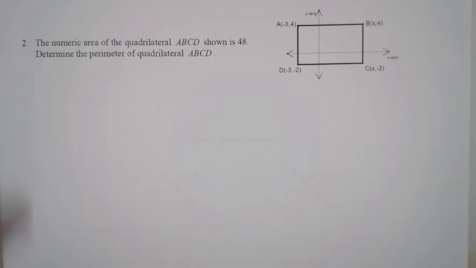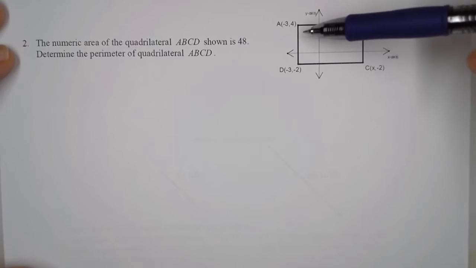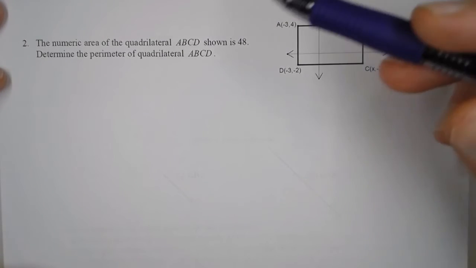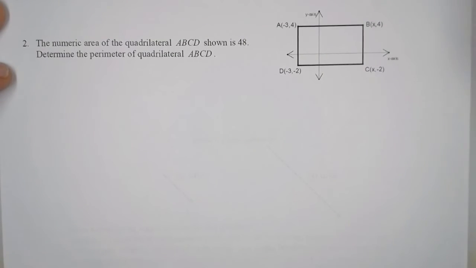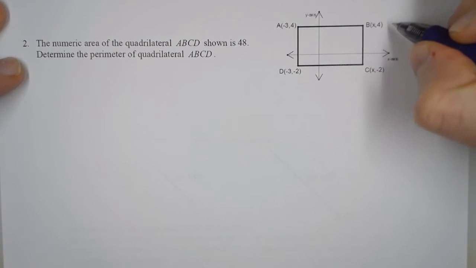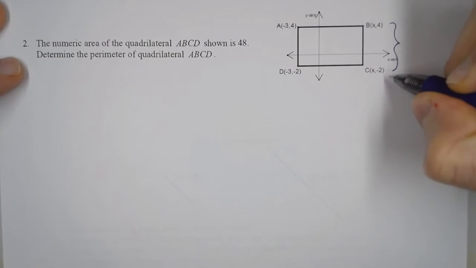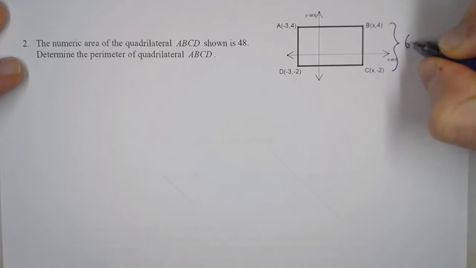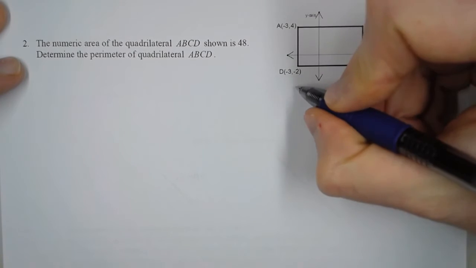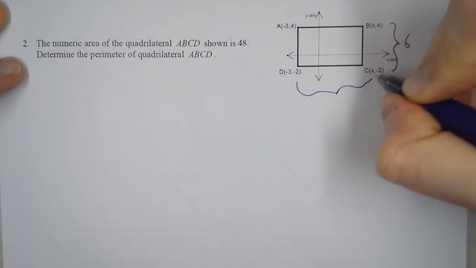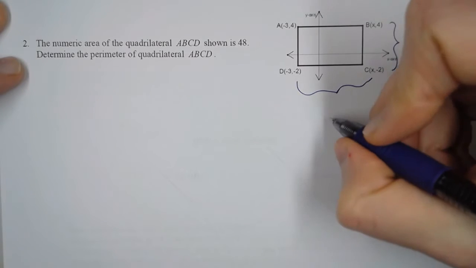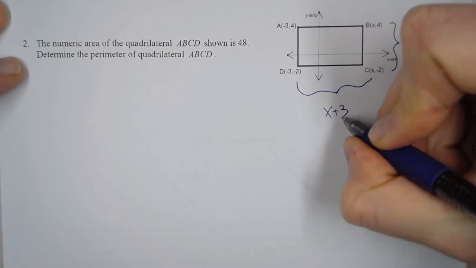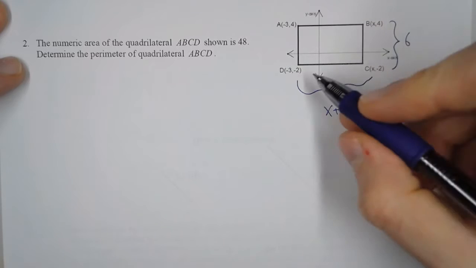In this problem, we're given that the numeric area of this quadrilateral is 48. So we want to determine the perimeter of it. Well, if we look at this side, we would subtract the y values, 4 and -2, and see that this side length is 6. If we compare the x values here and subtract them, we get x plus 3. That would be the length of this side.